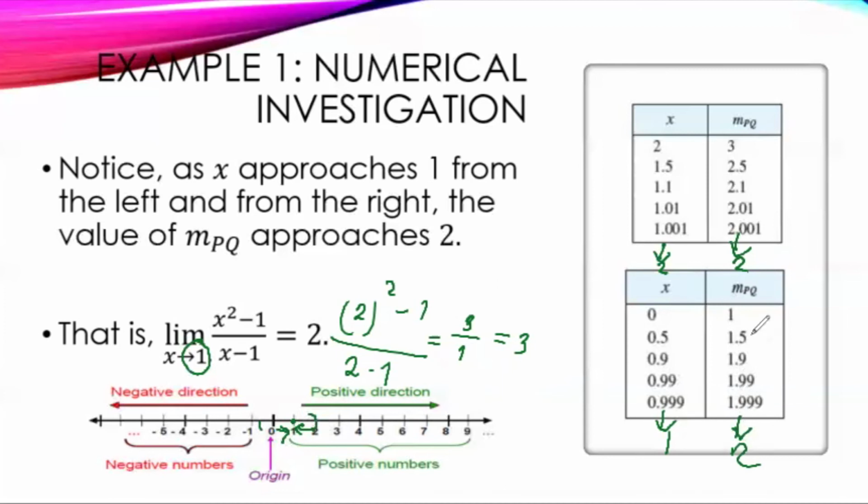So in other words, since the left hand side and the right hand side are equal to 2, therefore we can say that the limit of x squared minus 1 over x minus 1 as x approaches 1 is equal to 2. That is using the numerical investigation. Okay?